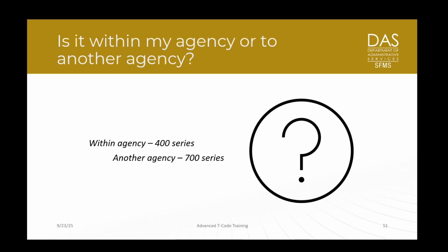The other thought that you want to think through is: is it within my agency, or am I making the payment to a different agency? Typically, T-codes for entries within my agency are going to fall in the 400 series. And if it's going to go to another agency, it's going to hit the 700 series. But there are always exceptions to all of those things, and some of them do fall not in that range.